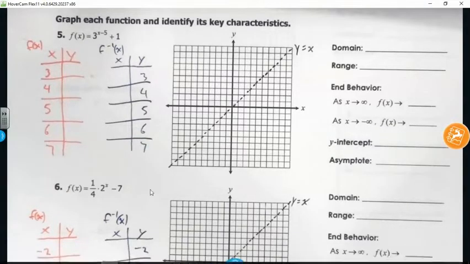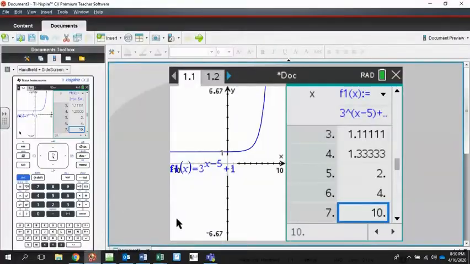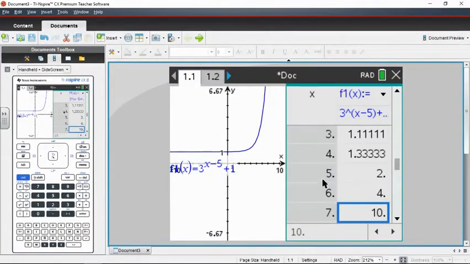So there are two ways. You can flip x and y right here to get the new function and graph it, or you can take the equation, graph it, and reflect it over the line y equals x. I'm going to do both for each question. So here's the first question, and I went ahead and put it into my calculator, and I have my coordinate points right here.